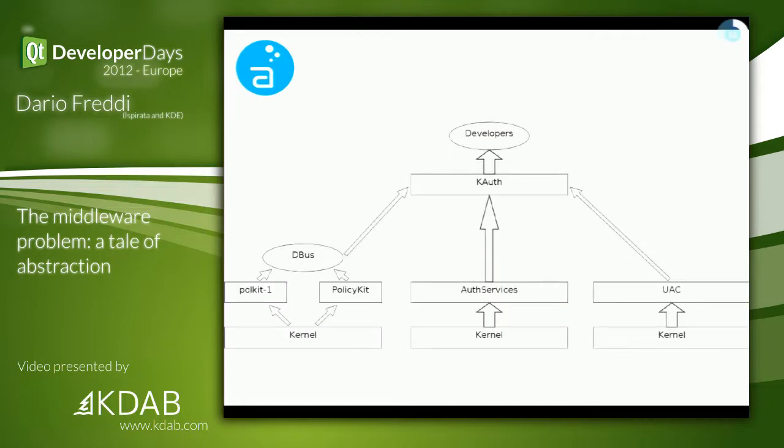This is the situation in a more optimistic world. We have three platforms. Our middleware stack, which is different for every platform, dbus, and KAuth. You would expect that everything was developed this way, but it wasn't.